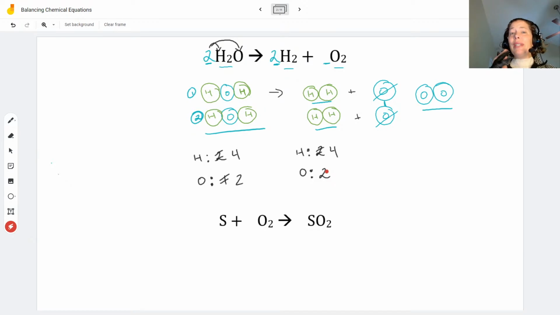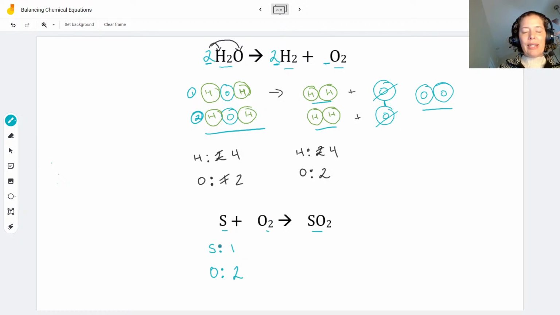Okay, so let's move on to our second example here, with sulfur and oxygen going to sulfur dioxide. So again, I'm just going to list out the atoms on my reactant side. So I have sulfur and I have oxygen. I have 1 sulfur atom on my reactant side, and I have 2 oxygen atoms on my reactant side.